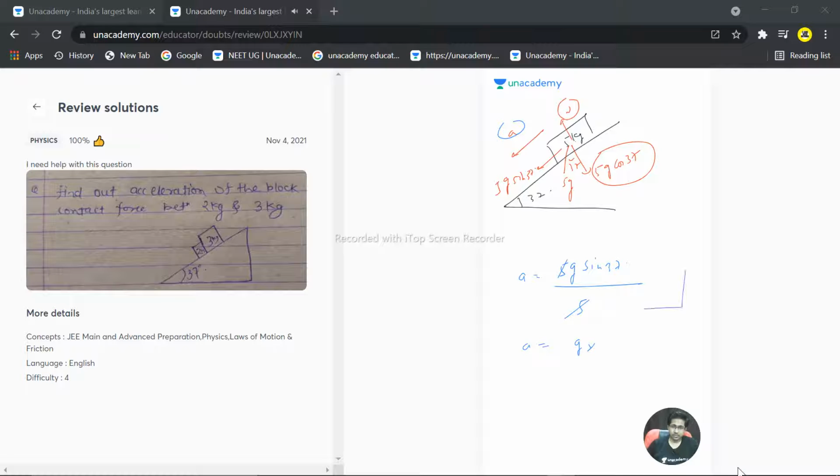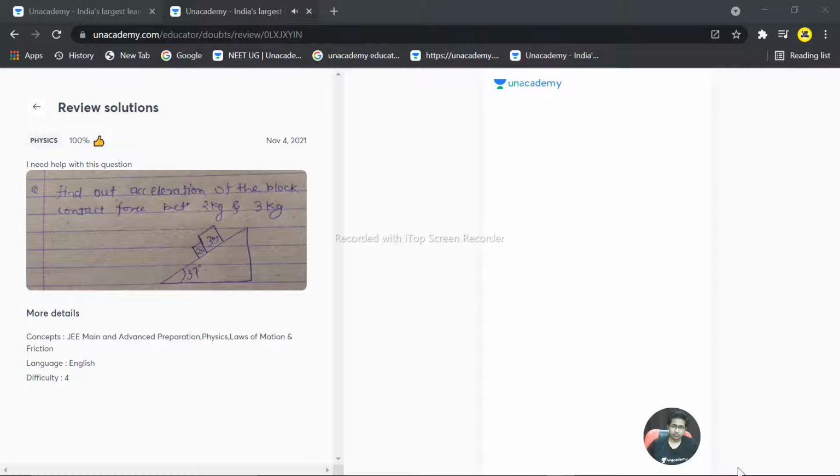So what is sine 37? I'm calling this as 53, 3, 4, 5. Sine 37 is 3, perpendicular upon hypotenuse. So acceleration will be 3g by 5 meter per second square. Either you can leave it till here or you can solve one more step. 3 by 5 into 10. So acceleration is coming out to be 6 meter per second square. That is acceleration basically.